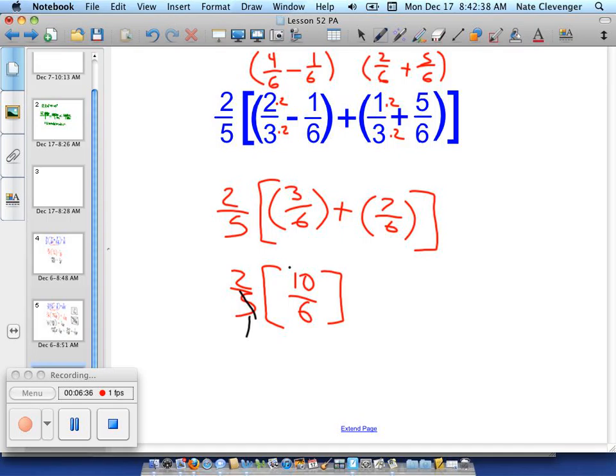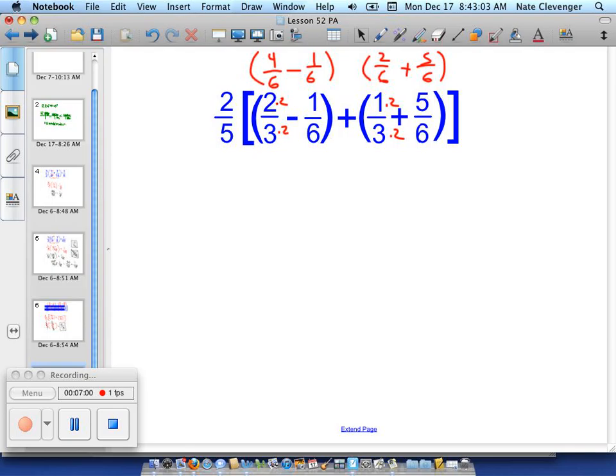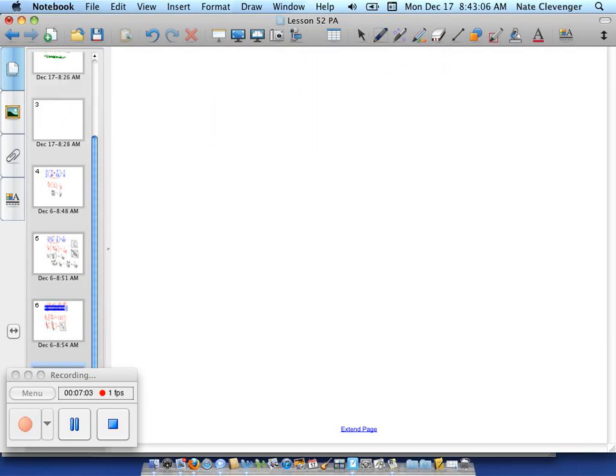So let's just... 5 could be a 2. 5 could be what? A 1. 5 and 10 will reduce to 1 and 2. And then 2 could be a 1 and 3. 6 could be, yeah. And then we're ready to multiply across. 2/3. So work hard on your fraction rules, like a boss, keeping your order of operations.